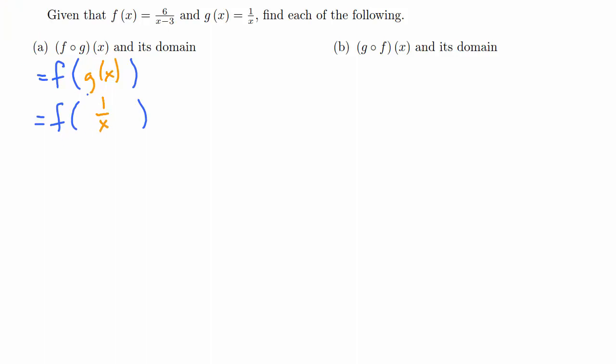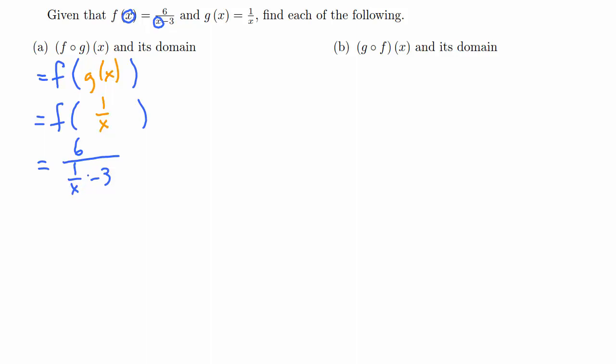So this is really just asking us to go to the f function and replace all x values with 1 over x. So we have 6 divided by 1 over x minus 3. Then we need to simplify this. To simplify this, what we mean is to get rid of any complex fractions. And what we have is a complex fraction because there's a fraction in the denominator.